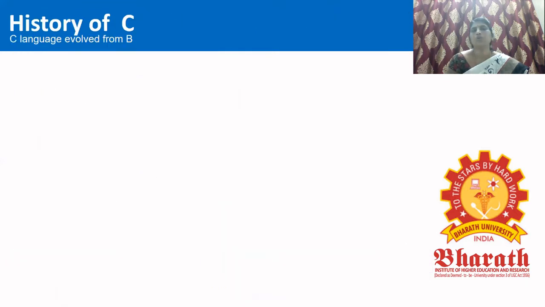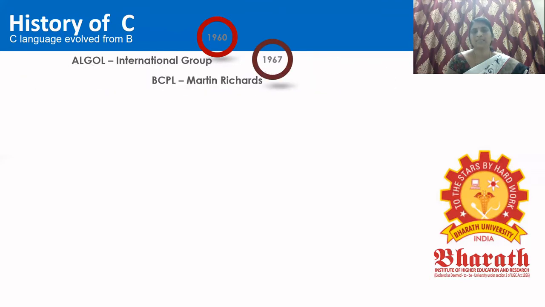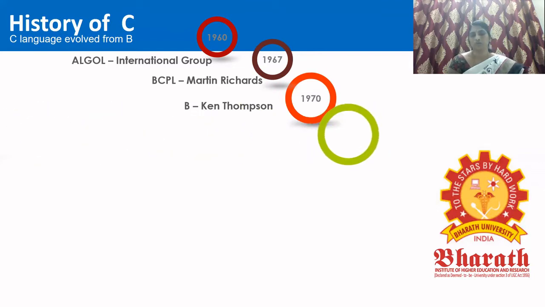Coming to the history of C, this is how the language evolved from B. In 1960, the ALGOL International Group was the first to give the algorithmic approach to programming languages. In 1967, Martin Richards founded BCPL. In 1970, the B language was created by Ken Thompson, which forms the basis for the C language. In 1972, Dennis Ritchie introduced traditional C.